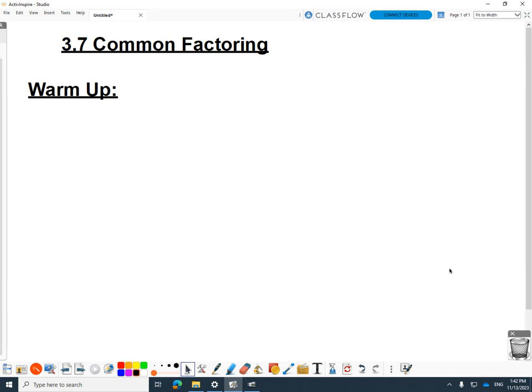Common factoring, which technically is the easiest type of factoring, but unfortunately it often mixes with other things, making it a little more difficult.